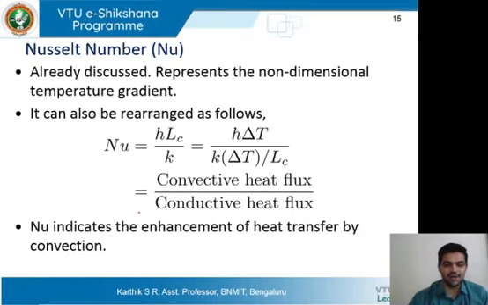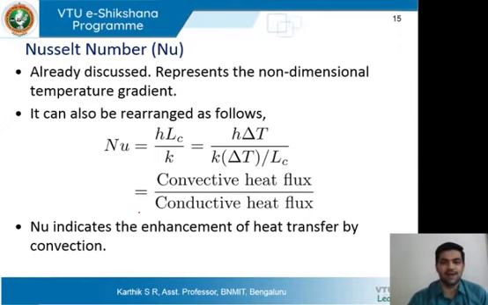So what your Nusselt number is indicating is the enhancement of heat transfer that is brought about by convection. A very high value of Nusselt number will indicate that convection is happening at a very high rate and your heat dissipation due to convection is very high.